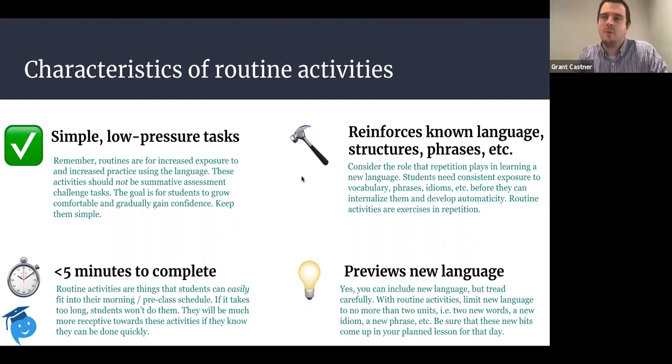This is similar to what I was talking about yesterday. I gave the webinar on introducing your students to Extempore, and it's about the repetition. When you do things over and over, you get comfortable with them. If you only do it once a month, you might be like, oh, what did we do last time? I can't remember this. If you're doing it twice a week, it's second nature. It's gonna come very easily. Okay, so quick reminders. They're simple, they are low pressure, very, very low stakes. They reinforce known language, they take less than 5 minutes, and they preview new language. Yes, these are all possible.